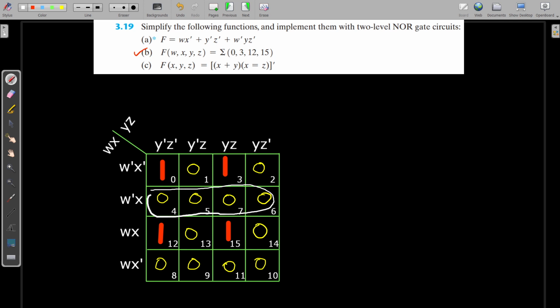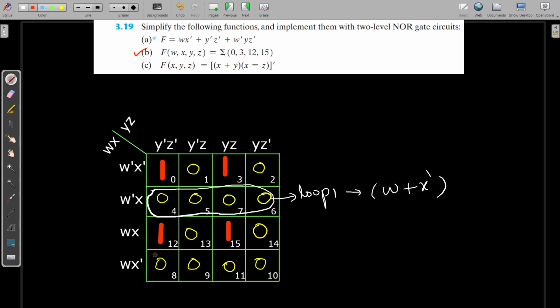It consists of the cells 4, 5, 6, 7. So this can be named as loop 1 and its corresponding expression is w dash x allowed. Here it becomes 1, isn't it? Column wise, so it can be written as w plus x dash. Then we go for the second.